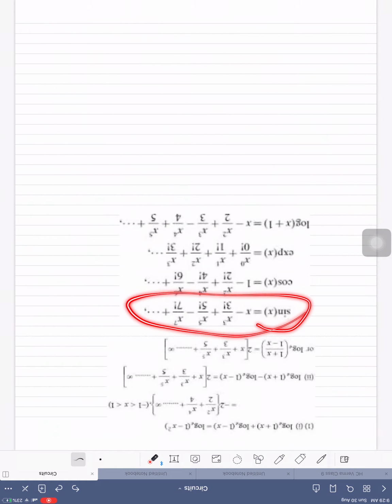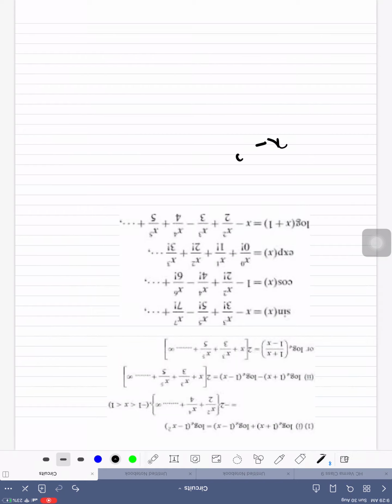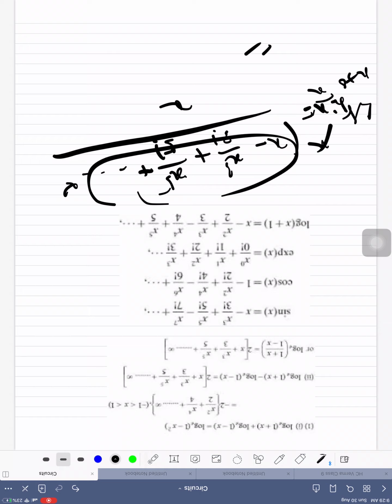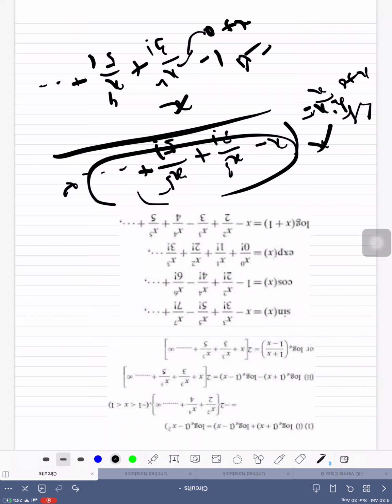Here sin x is equal to x minus x cube by 3 factorial plus x power 5 by 5 factorial plus so on to infinity. Limit x tends to 0 of sin x by x. If we take x common from here, then x will cancel, leaving 1 minus x square by 3 factorial plus x power 4 by 5 factorial and so on. Limit x tends to 0: if you substitute 0 for x, all the other terms get 0, so 1 minus 0 is 1.